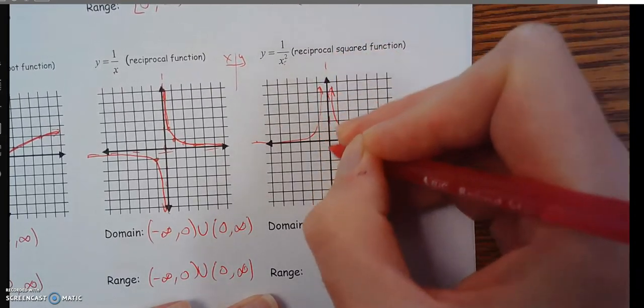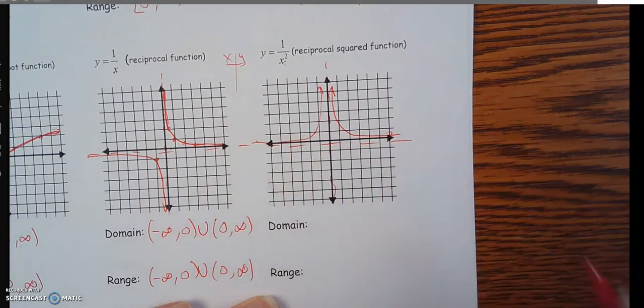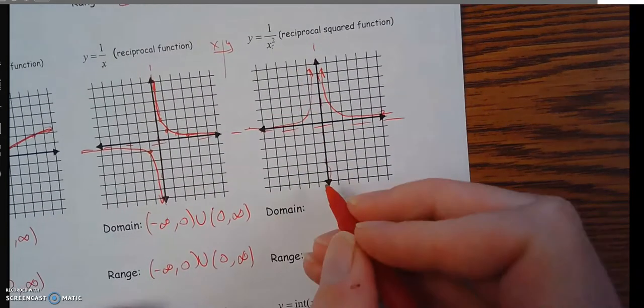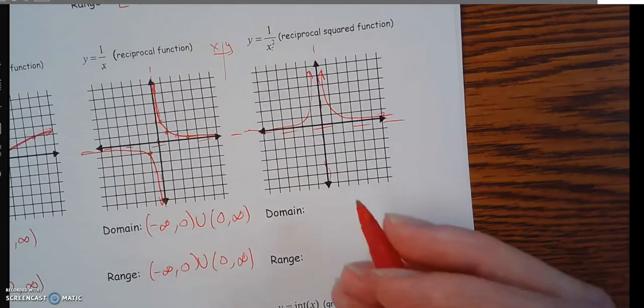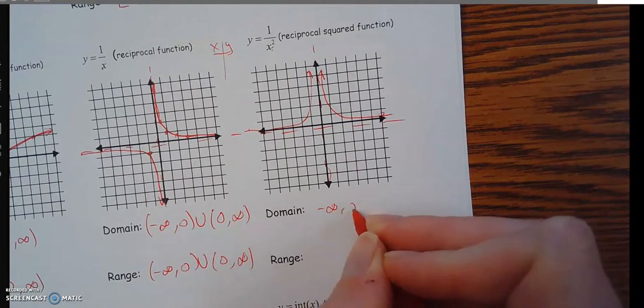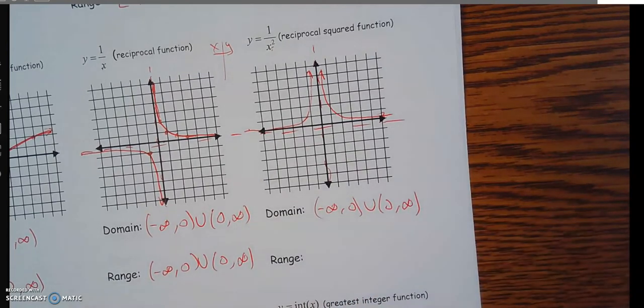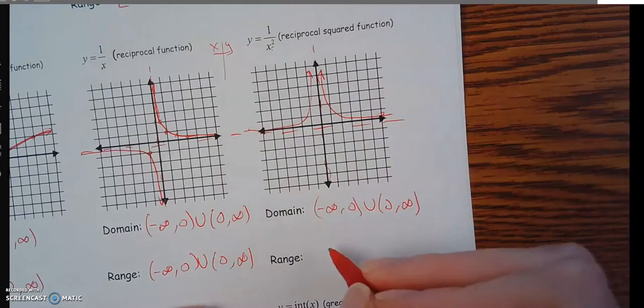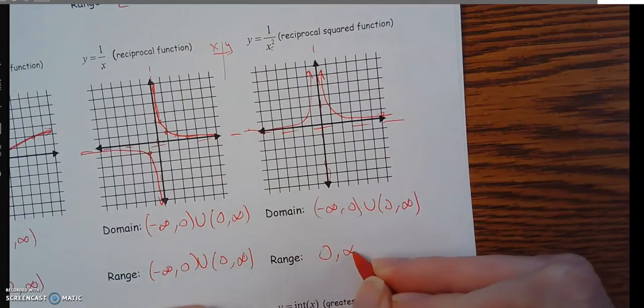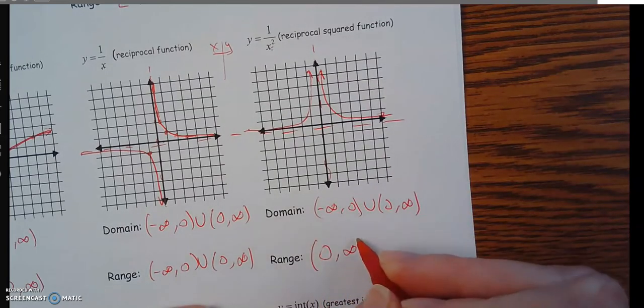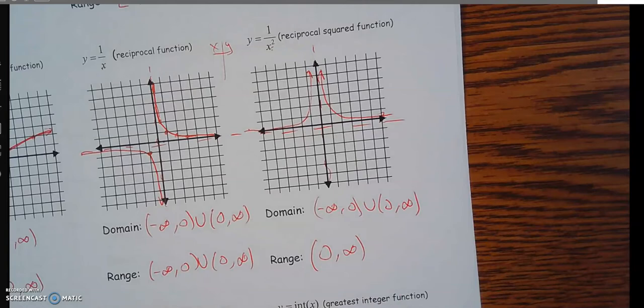There is an asymptote going down the middle. There's an asymptote going this way. So the domain is going to actually have the same domain: -infinity up to 0 and 0 to infinity. But now the range is only positive numbers. So it's going to be from 0 to infinity. 0 is not included because I can't plug it in.